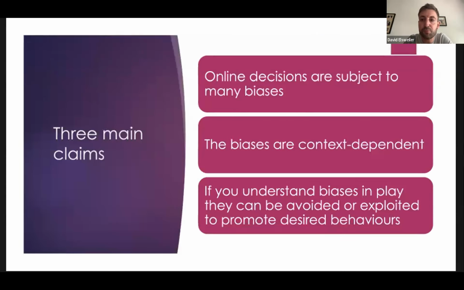So in this talk, I'm going to make 3 primary claims. The first one is that online decisions are biased in lots of different ways. The second one is that the biases are context dependent. That means the biases in play change depending on the circumstance. And the third one is that if you can understand the biases in play, then you can avoid them or perhaps even exploit them to promote desired behaviors, so behaviors that users themselves want to exhibit.